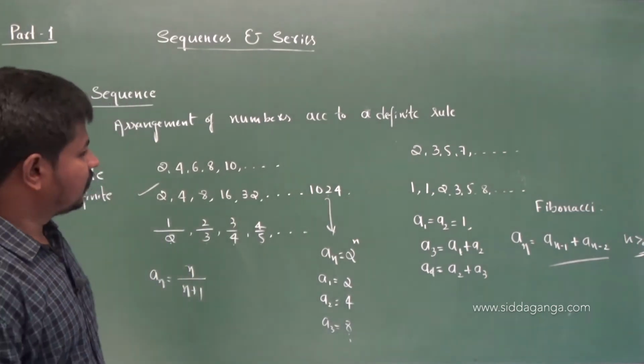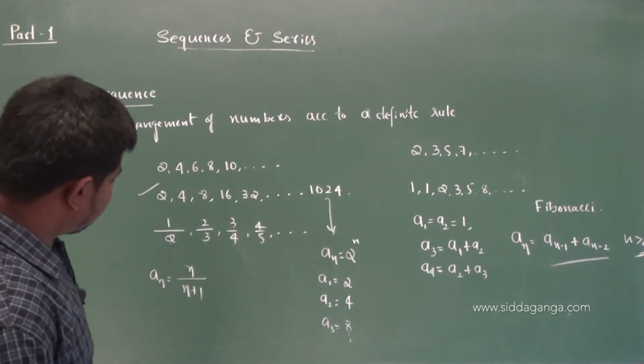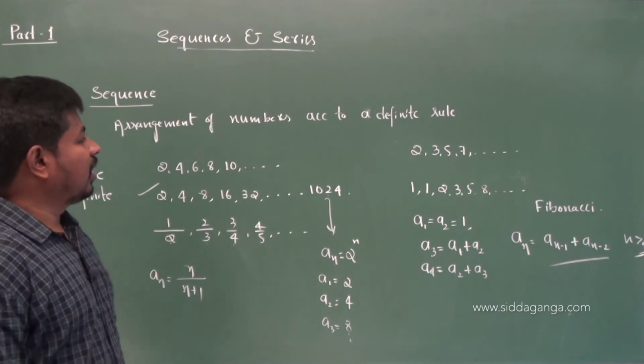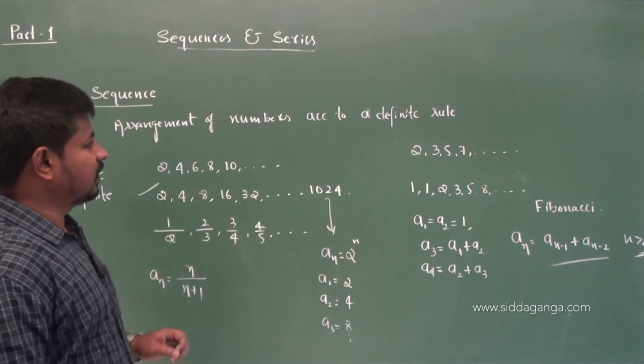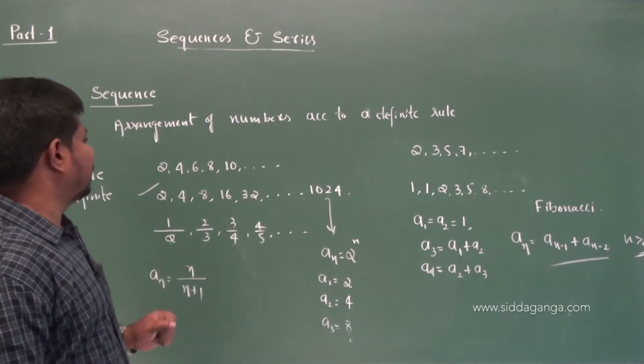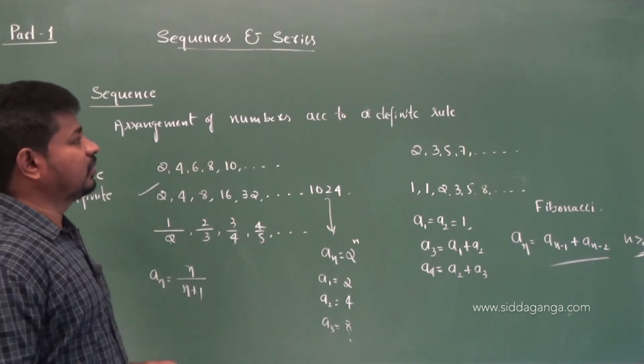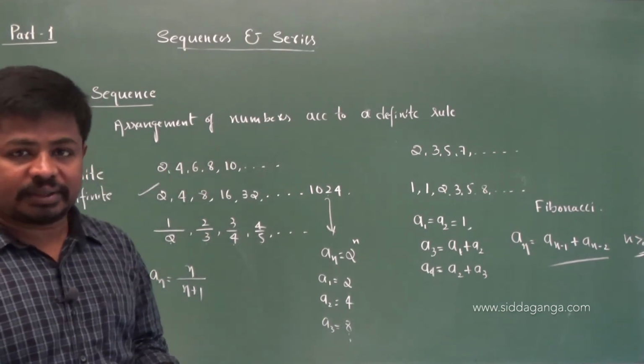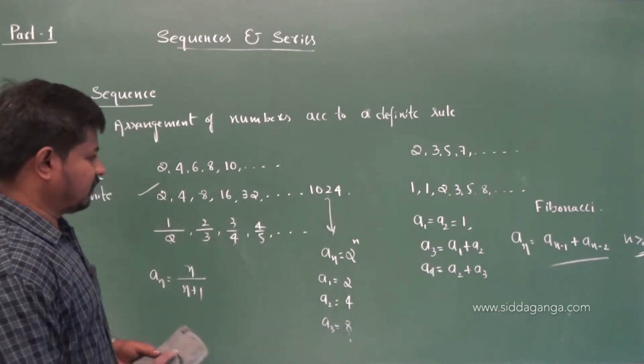Okay. Now, this is about sequence. Yes, hope you got it. A sequence is nothing but what? Mathematically, we can define a sequence like this: an arrangement of numbers according to some specific order, right? This is about sequence.